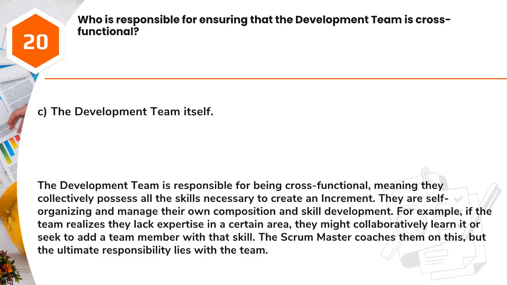Answer: C. The development team itself. The development team is responsible for being cross-functional, meaning they collectively possess all the skills necessary to create an increment. They are self-organizing and manage their own composition and skill development. For example, if the team realizes they lack expertise in a certain area, they might collaboratively learn it or seek to add a team member with that skill. The Scrum Master coaches them on this, but the ultimate responsibility lies with the team.